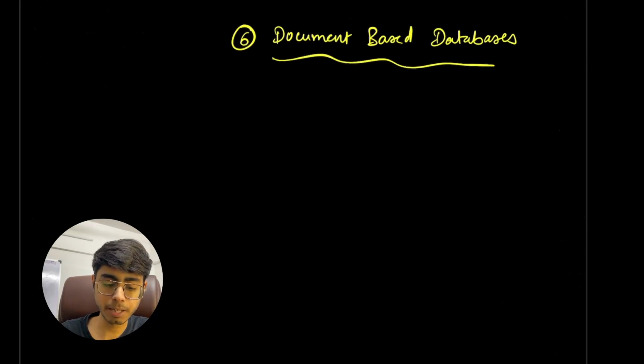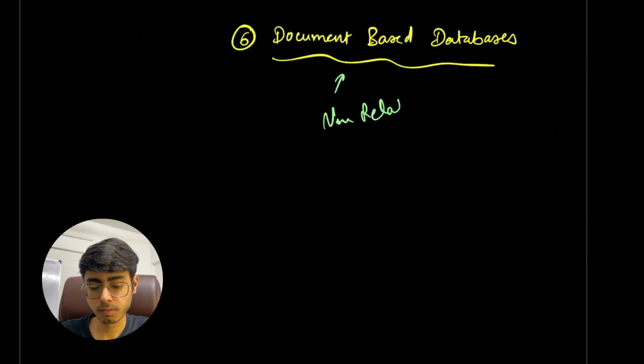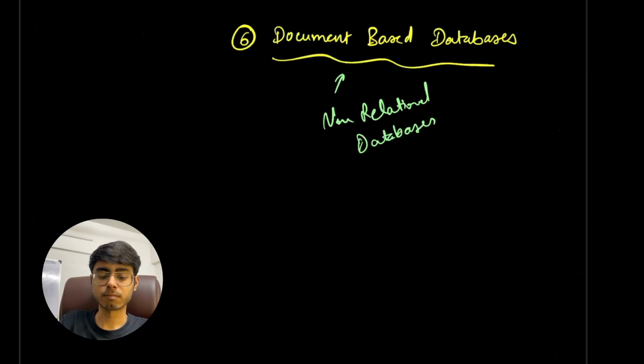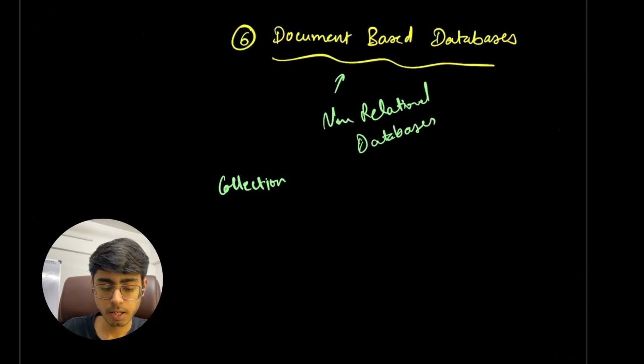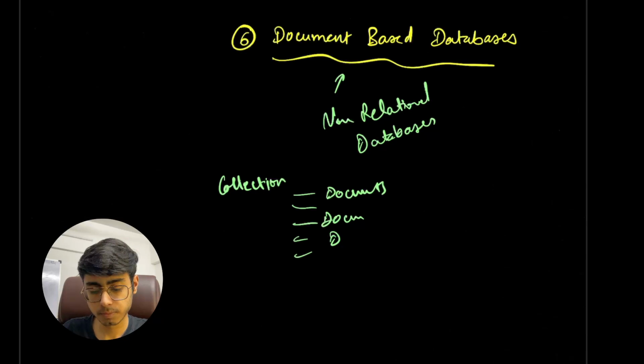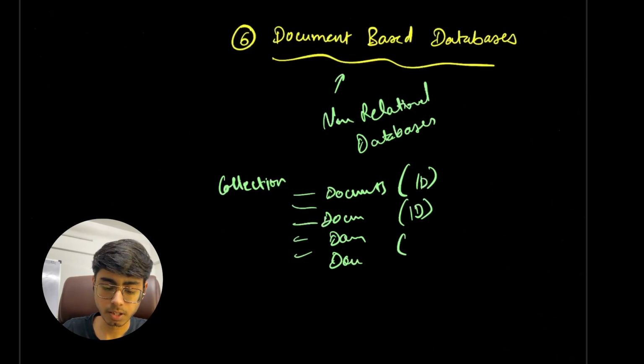These document-based databases are a type of non-relational databases. Non-relational databases like MongoDB or Cloud Firestore or Cassandra, right? There are a lot of non-relational databases. So in these document-based databases, what happens is there is a collection. Then you have documents. All of these documents have document IDs, unique IDs. No two documents in the collection should have the same ID.